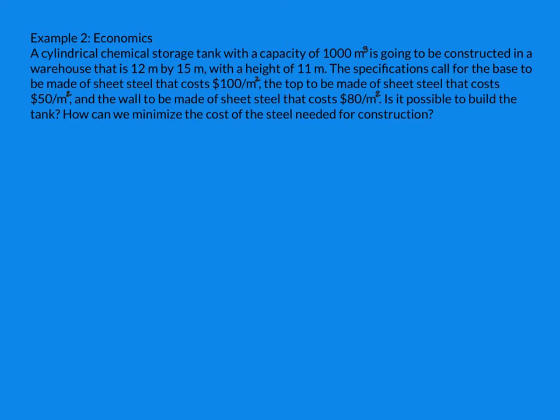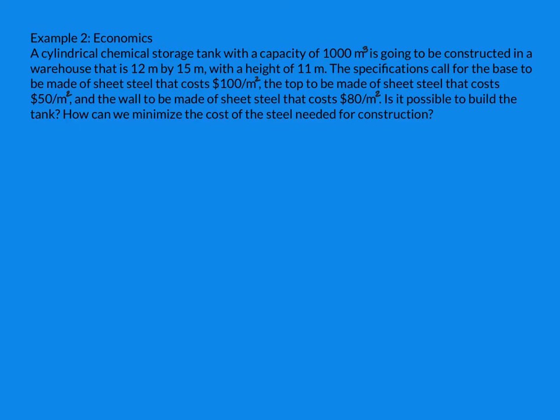It's going to be constructed in a warehouse that is 12 meters by 15 meters with a height of 11 meters. The specifications call for the base to be made of a sheet steel that costs $100 per meter squared, the top to be made of sheet steel that costs $50 per meter squared, and the wall to be made of sheet steel that costs $80 per meter squared. Is it possible to build this at all in the room? And then how can we minimize the cost of the steel needed to construct it if it is possible?